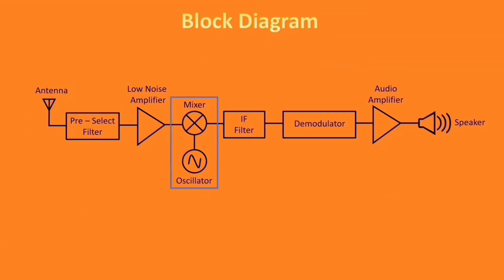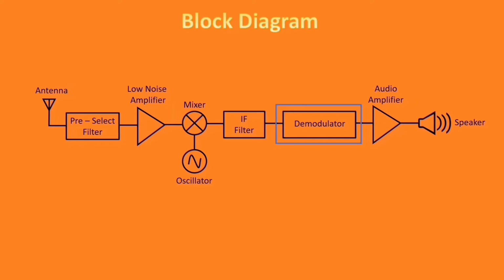Then we have the mixer and oscillator. An oscillator is used with a mixer to change the frequency of the signal and create a new frequency in the circuit. One frequency is from the input signal and another is from the oscillator, and finally they produce the sum and difference of the frequencies. Next is the IF filter, and it is used to select the channel and filter the specific frequency. It can also help in improving the signal to noise ratio.